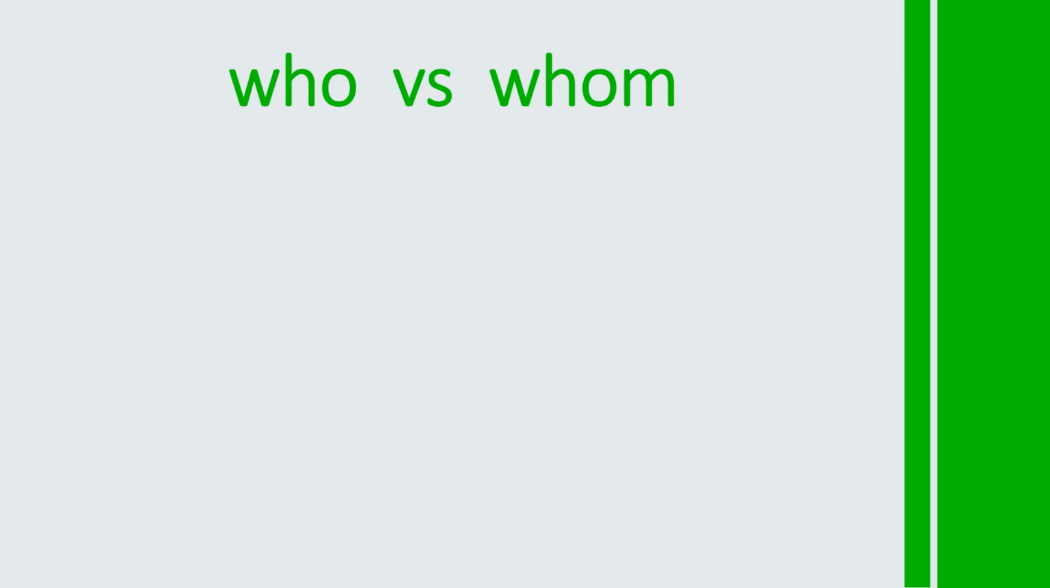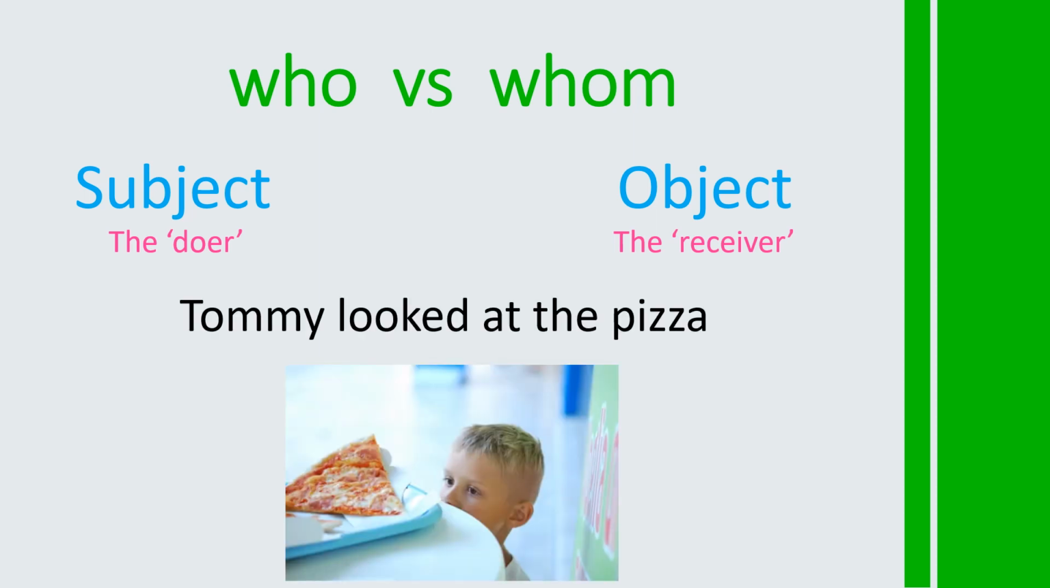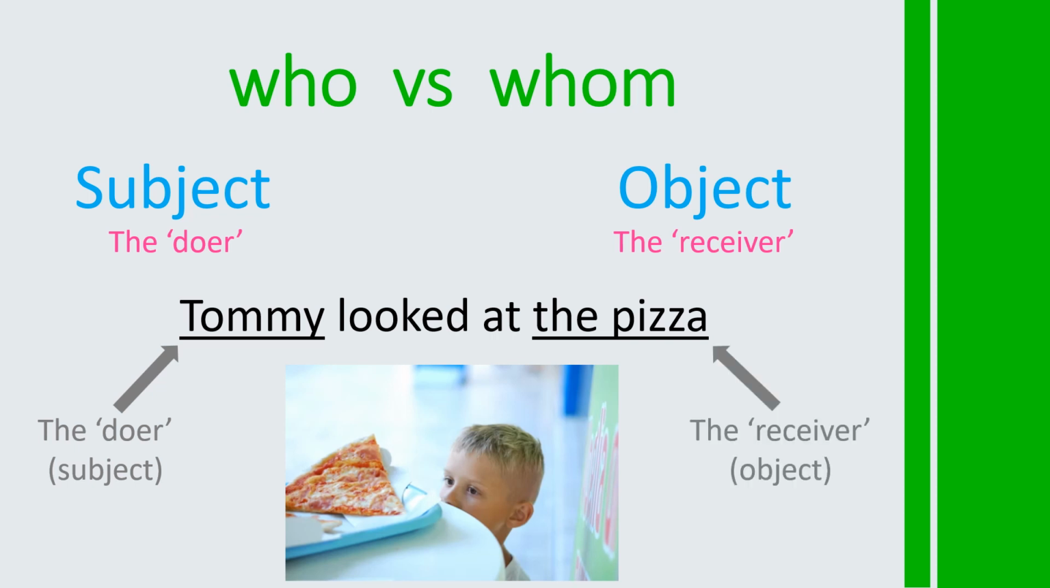Okay, if you're familiar with the terms subject and object, that will help. The subject is the doer of an action, and the object is the receiver of that action. For instance, Tommy looked at the pizza. So Tommy is the subject because Tommy did the looking action. The pizza is the object because the looking was done to it.